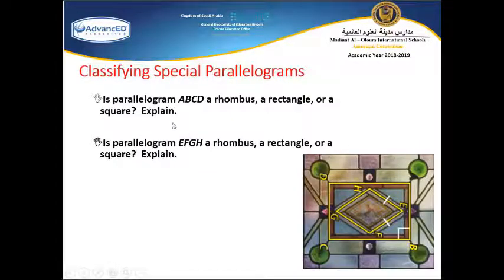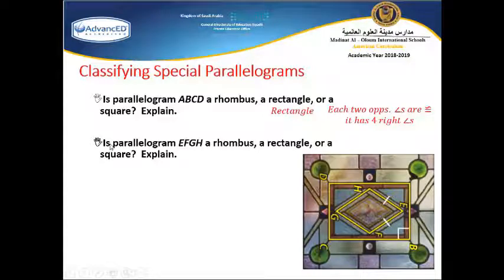Let's solve this question. Is the parallelogram ABCD a rhombus, rectangle, or square? Since here we have angle B a right angle, and this is a parallelogram, then each two opposite angles are congruent. Then we have 4 right angles. Then this parallelogram is a rectangle.